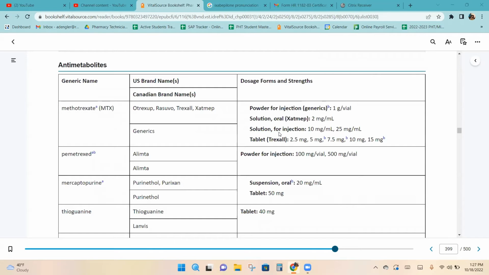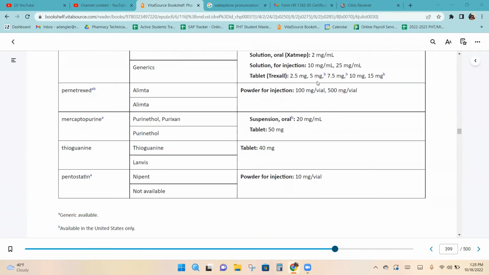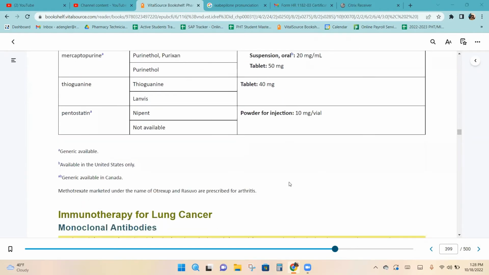So we have our antimetabolites in our chart here. You can see methotrexate has quite a few different dosage forms and strengths. Mercaptopurine is available as a tablet and a suspension. And Nipent is available as a powder for injection.